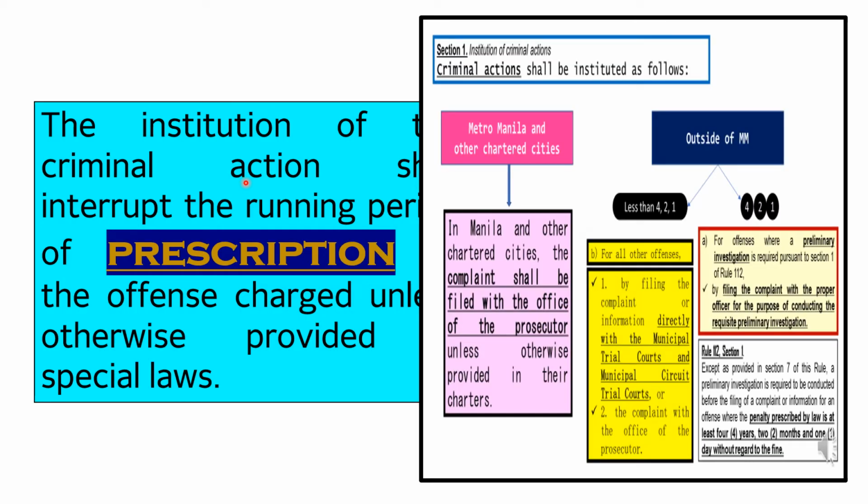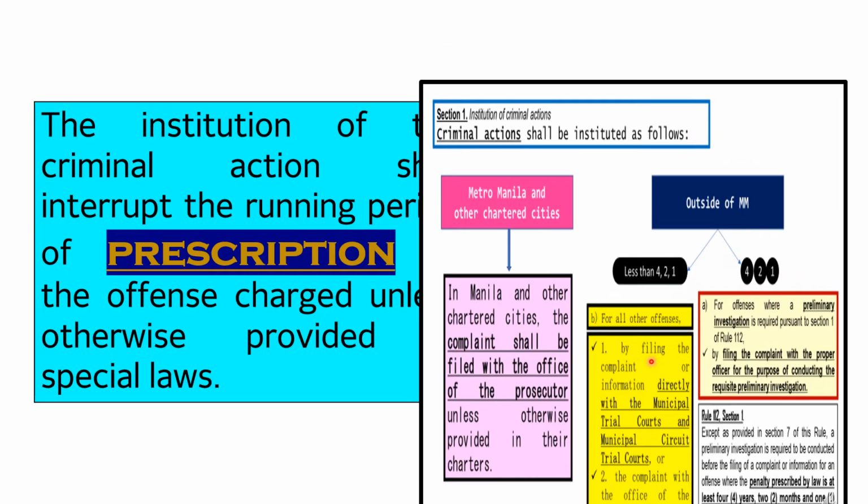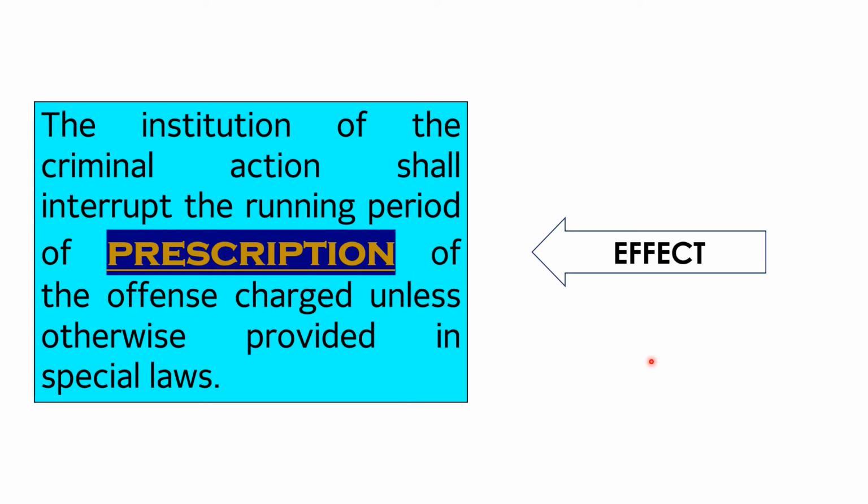Kakadiscuss pa lang natin. What did we say? There are two ways as long as you meet the requirements. The first is you can file a complaint with the office of the prosecutor, or you can file directly with the MTC or MCTC as long as the penalty is less than 421. Ang tawag nila dito sa practice is direct filing. So, take note ha, kahit nasa prosecutor's level pa lang yung kaso, it can already interrupt the period of prescription.